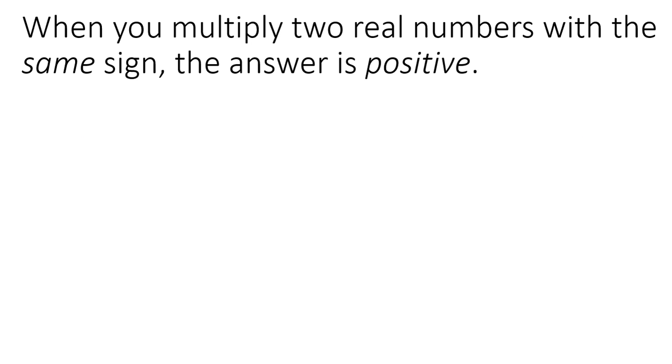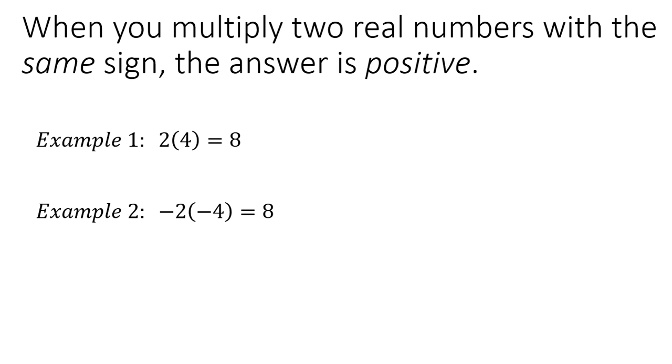So the first property we're going to talk about is when you multiply two real numbers with the same sign, the answer is positive. So in example 1, we have two positive numbers, so the answer is going to be positive. So 2 times 4 is equal to 8. In example 2, we have two negative numbers, and so when you multiply those, the answer is going to be positive. So negative 2 times negative 4 is equal to positive 8.